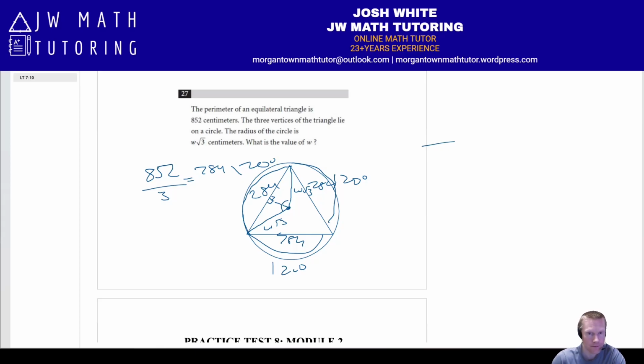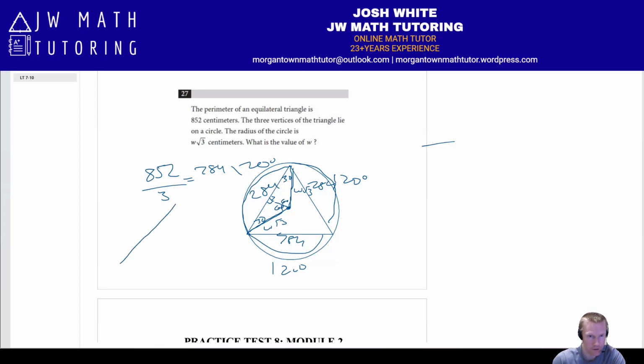Okay? Therefore, if this angle is 120, that leaves 180 minus 120, or 60, to be split up between the other two angles. And since this is a radius and this is a radius and they're congruent, the angles across from them are congruent. Therefore, the 60 gets split up, so this is 30, this is 30, and that's how you know you get 30, 60, 90 triangles. All right, so with all that being said, let me do an enlarged picture of exactly what's going on here.